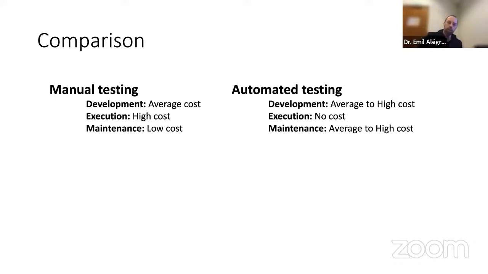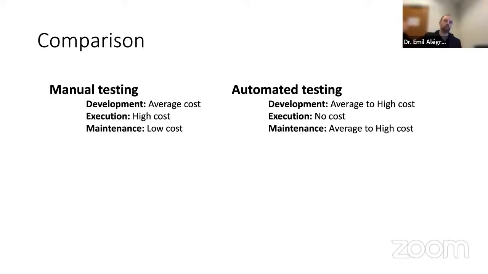However, for automated tests, the development costs are considered still average to quite high, because we need a lot of tests on many different levels of abstraction. For unit testing, the cost here is quite low, depending on what types of tests you do. But the further up you come in this chain of different tests, the more costly it becomes. And when it comes to execution costs, since they're automated, there is no cost.